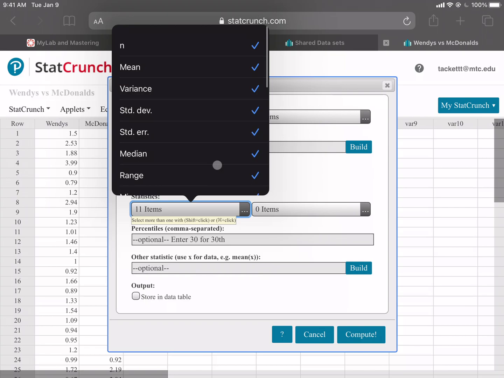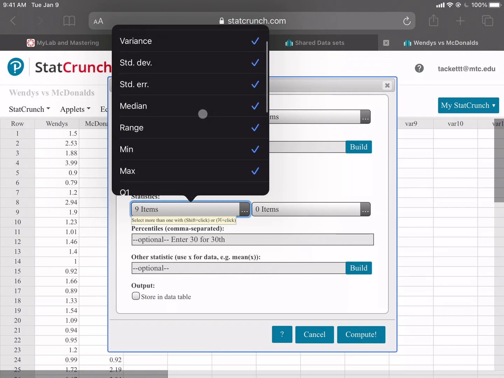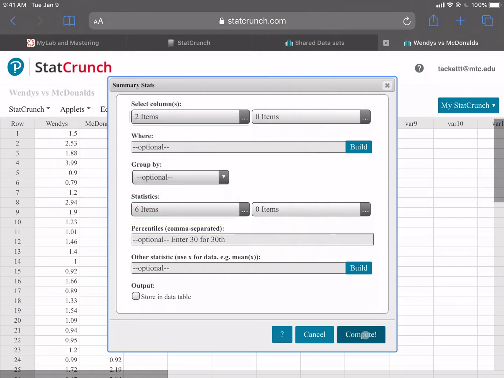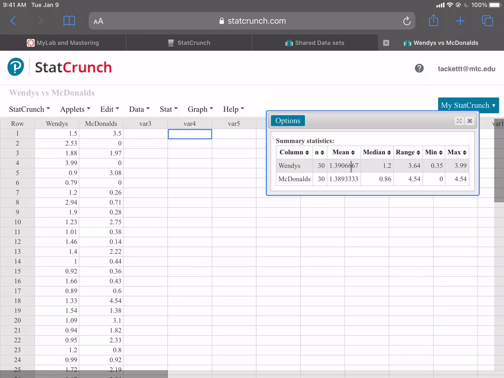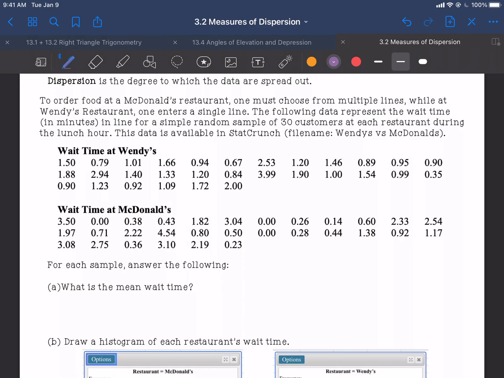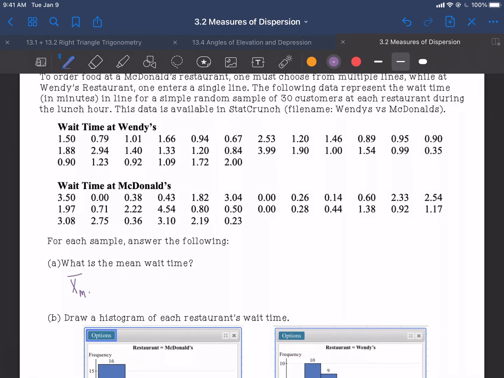So let's see here. I don't want all of these. All right, let's just do this for now. And compute. So we can see for Wendy's, the mean wait time is 1.391 minutes, and McDonald's is 1.389 minutes. McDonald's was 1.389 minutes. Wendy's was 1.391 minutes.